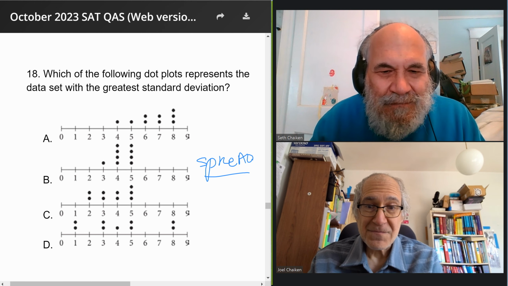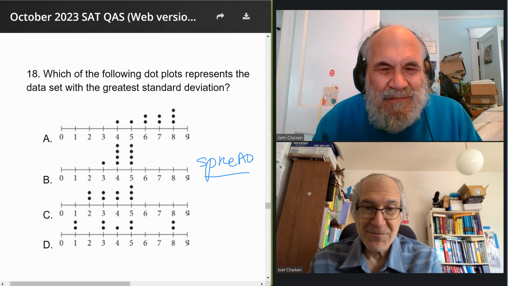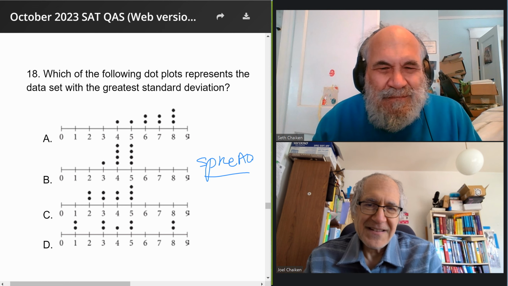You've got to just put the word spread next to standard deviation. And that's it, I think.